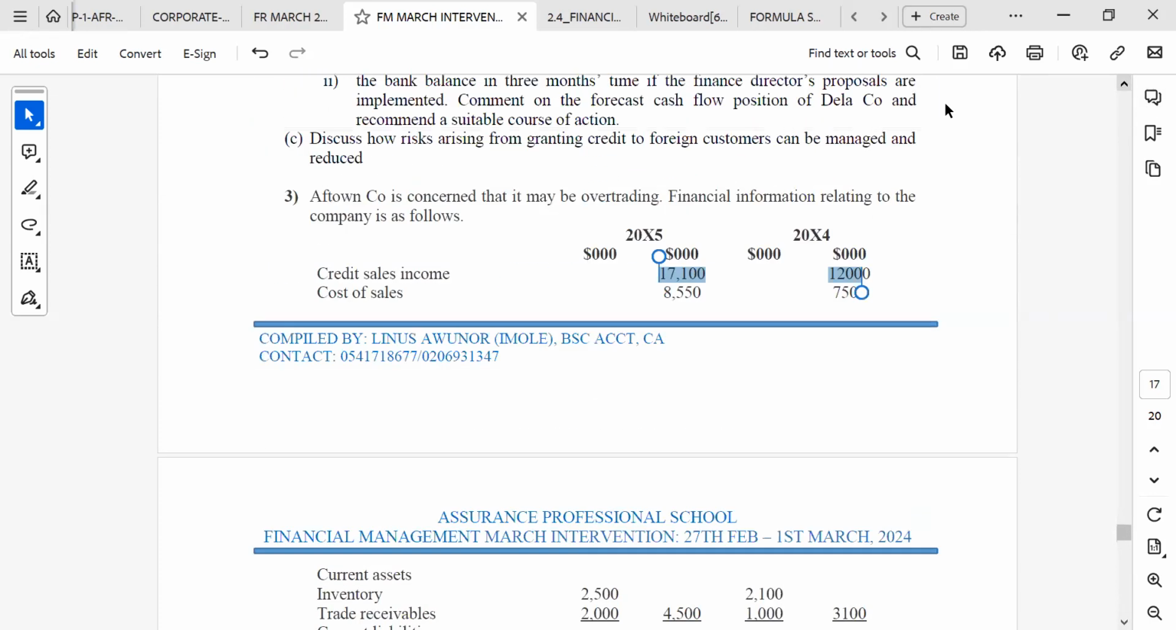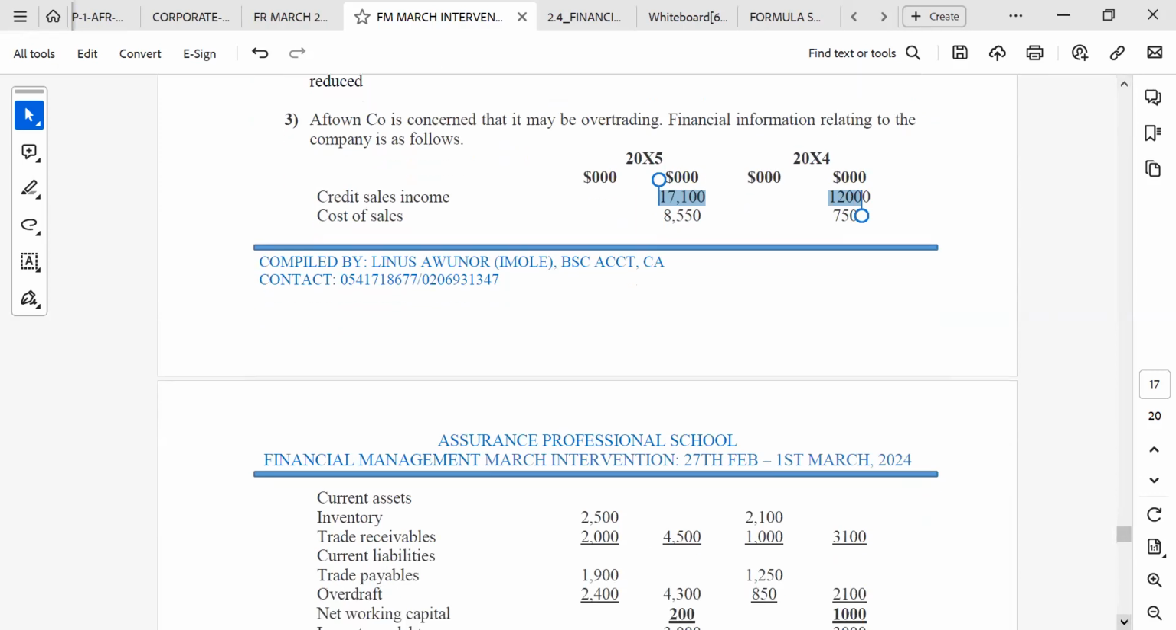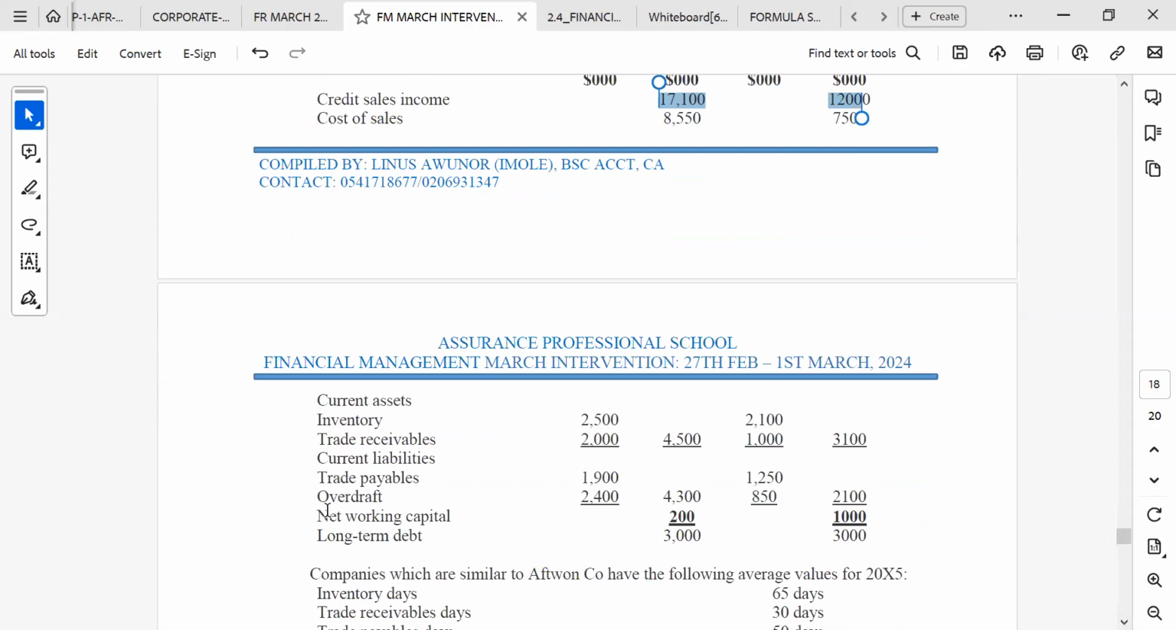So the first one will be the change in the inventory. You calculate the inventory days. You look at the increase in the overdraft, which is more than 100%, and the company is financing its operations through overdraft. That is also a sign of overtrading. So let's pick them one by one. This will be the last question that I will solve, and that is the end.